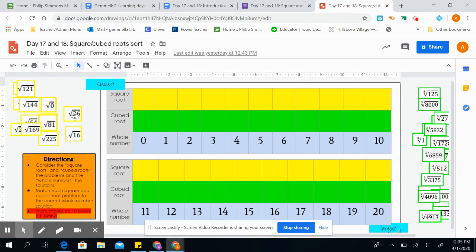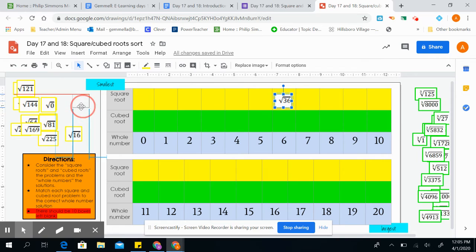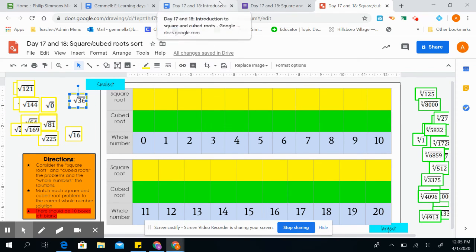Okay, so for example, the yellows go with the yellow and the greens go with the green. You know these are square roots because this symbol doesn't need to have a 2 up there. It's just a square root. And you know this is a cubed root because this symbol has a 3 and then the root. So basically you will just click and drag so that I know the square root of 36 is 6. So I will click and drag that there. Okay, so that's how that goes. Once you have put all the cards on here, you are done with that assignment.